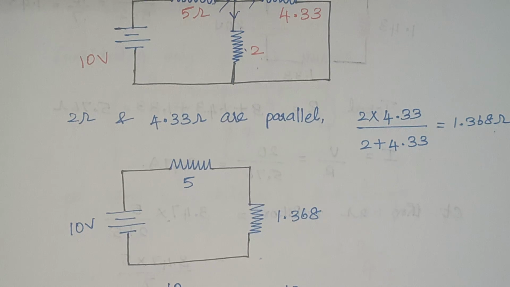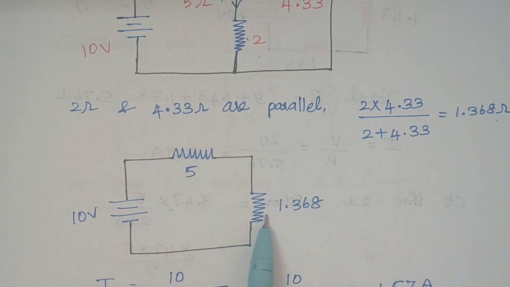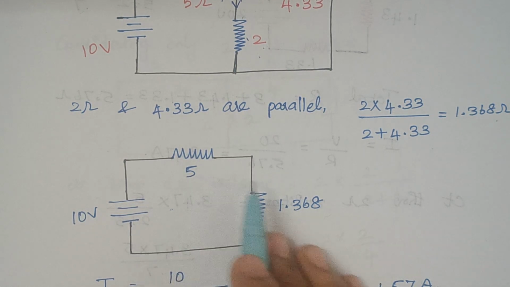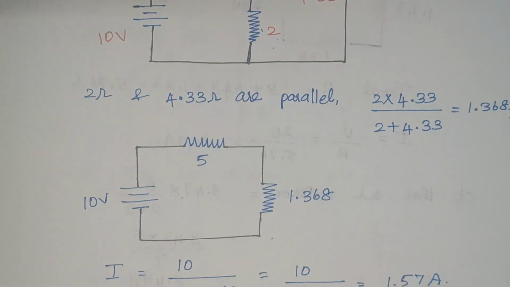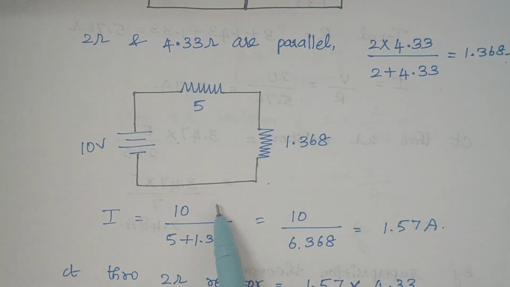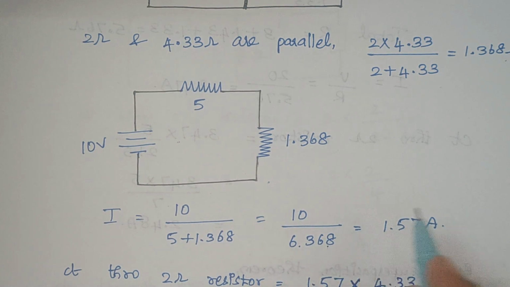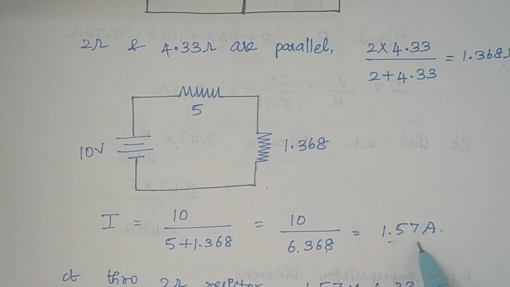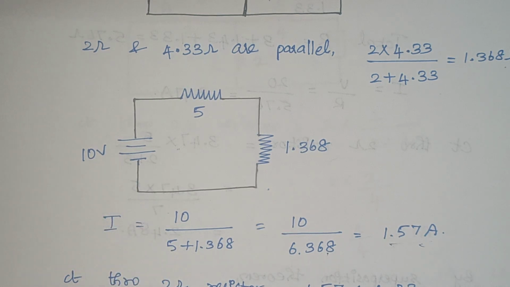Right. So just redraw it. Here comes our final circuit. Again these two are in series, so the total resistance is 5 plus 1.368, which gives 6.368. How do we calculate the current? The current is given by V by R. Here V is 10 and R is 6.368. That gives 1.57 amps. This is the total current that flows through this circuit due to the 10 volt source.